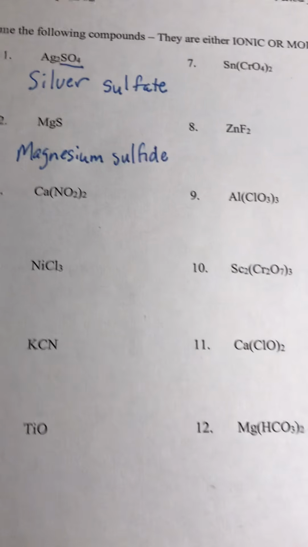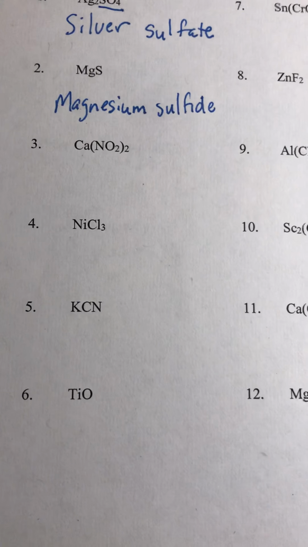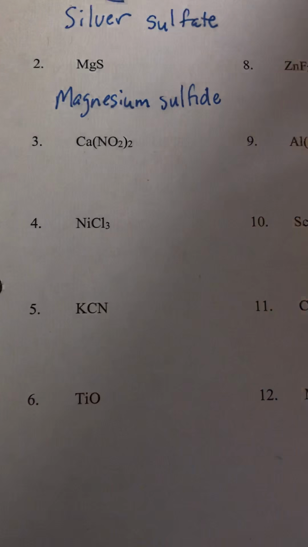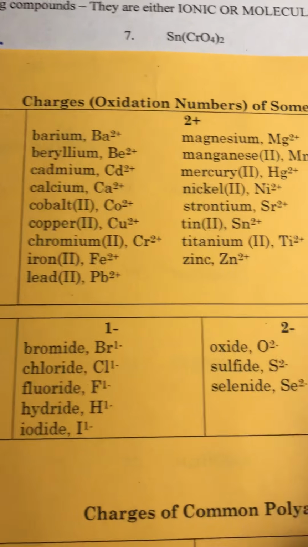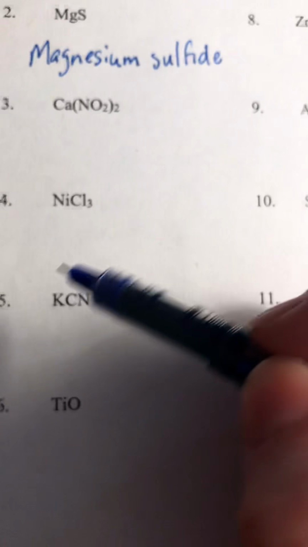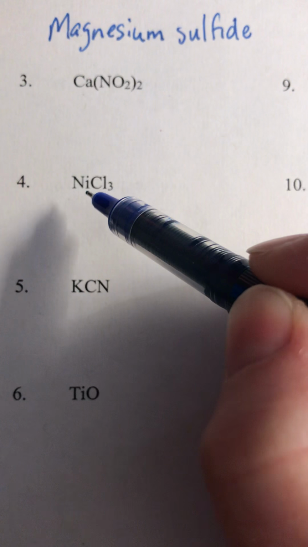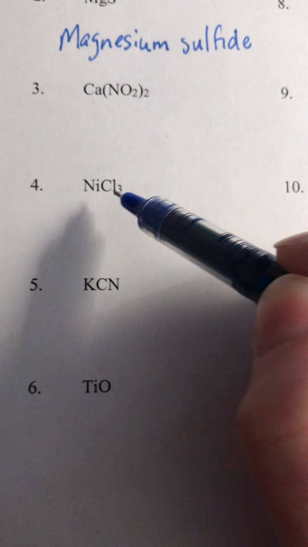So if we go and look at this paper and try to find one of those metals that can be more than one charge, right? You should notice nickel right here. If we come back to this paper, nickel is listed here as a 2. Nickel is also listed here as a 3. All right? So when we name this one, we need to use a Roman numeral, but you have to decide which Roman numeral, and you decide based upon the negative ion that's with it.